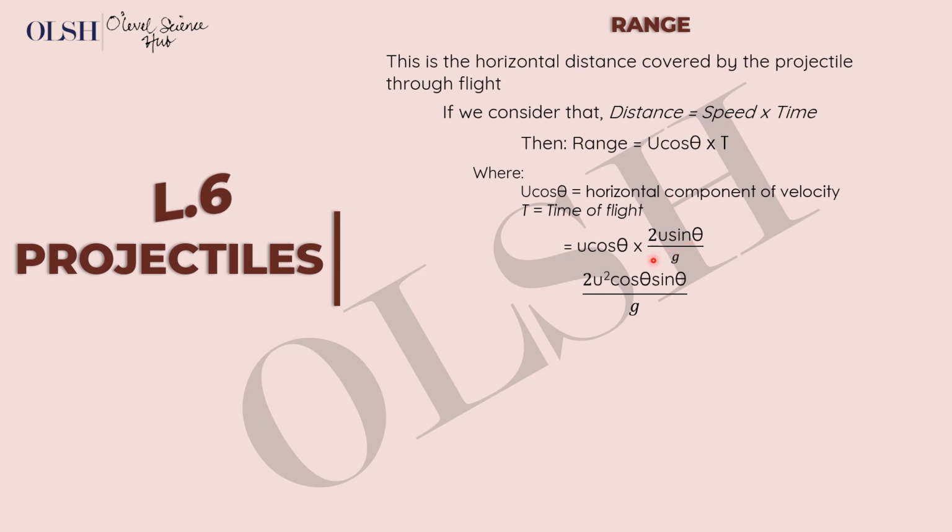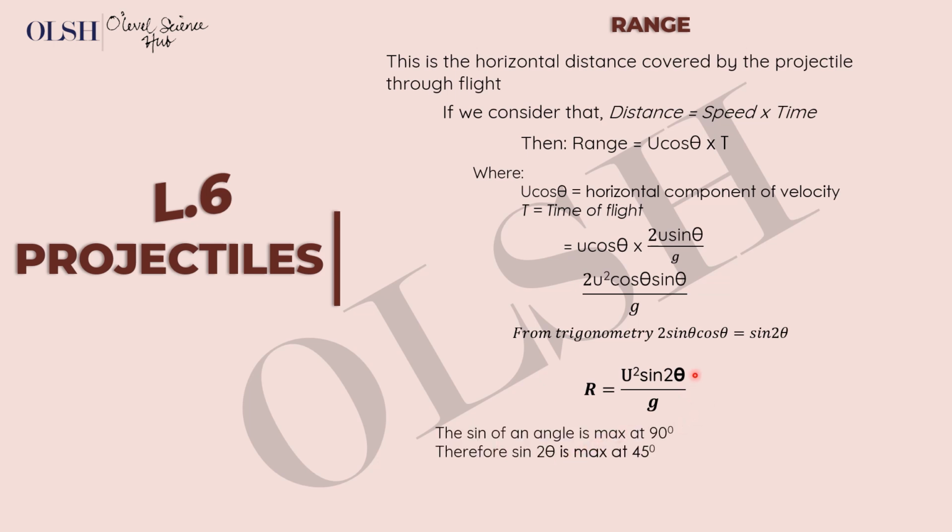If we simplify this, we have 2u squared cos theta sin theta over g. And we know from trigonometry that 2 sin theta cos theta is sin 2 theta. So that simplifies to give us u squared sin 2 theta over g.